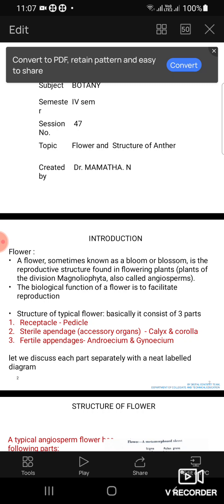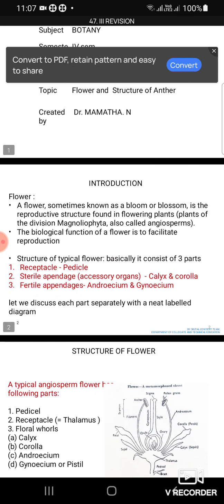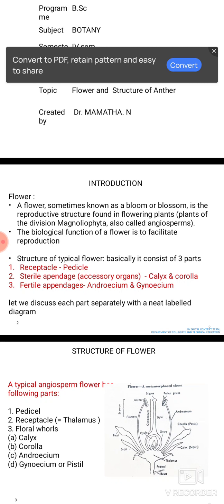Parts of a flower and the structure of anther. A flower, sometimes known as bloom or blossom, is a reproductive structure found in flowering plants. The biological function of a flower is to facilitate reproduction.